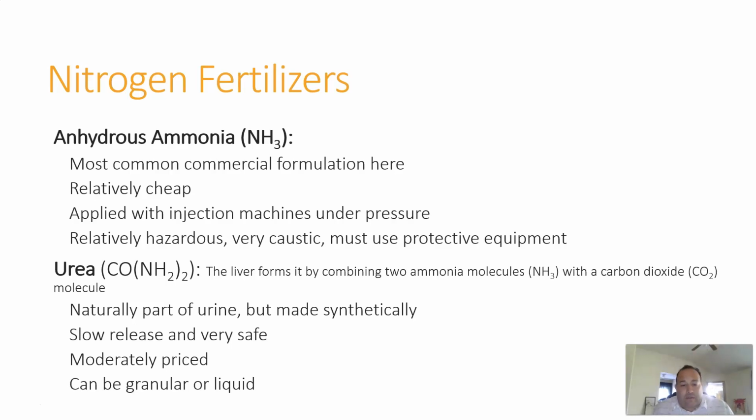The other one that we already talked about is urea. The liver can form urea by combining two ammonia molecules with a carbon dioxide molecule. It's a natural part of urine, but then people decided to make it synthetically and turn it into a fertilizer. It's got a slow release, it's very safe, it's moderately priced, and it can come in a granular or liquid form. The granular form is what we saw in that picture previously.